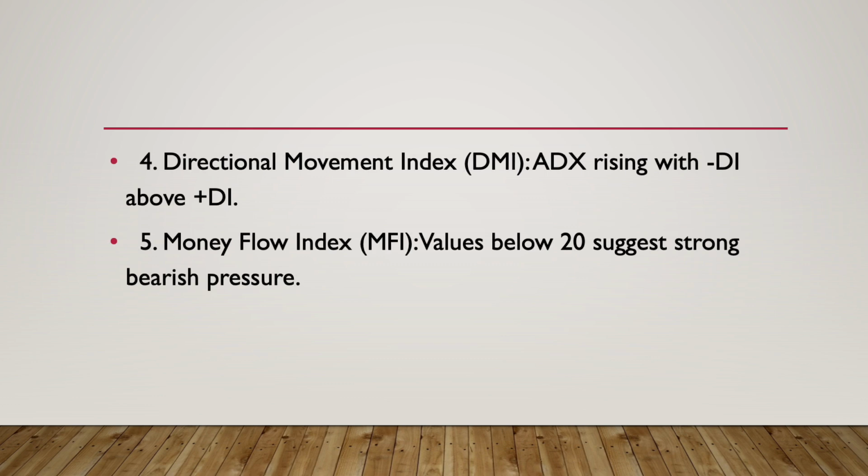4, directional movement index, DMI: ADX rising with negative DI above the positive DI. 5, money flow index, MFI: values below 20 suggest strong bearish pressure.